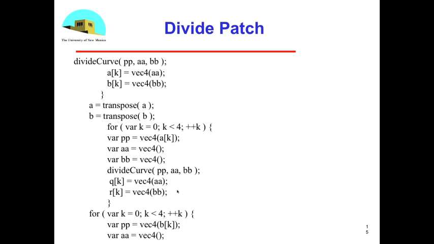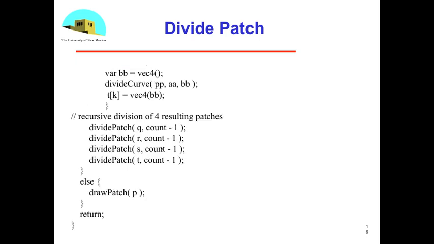I do the curve subdivision again, and eventually when I finish all of these curve subdivisions, I have all of my groups of points stored in these various arrays that I've created, and now I recursively subdivide those. If count was not equal to 0, I would subdivide those patches, and eventually if I get down to count equals 0, I draw the patch.